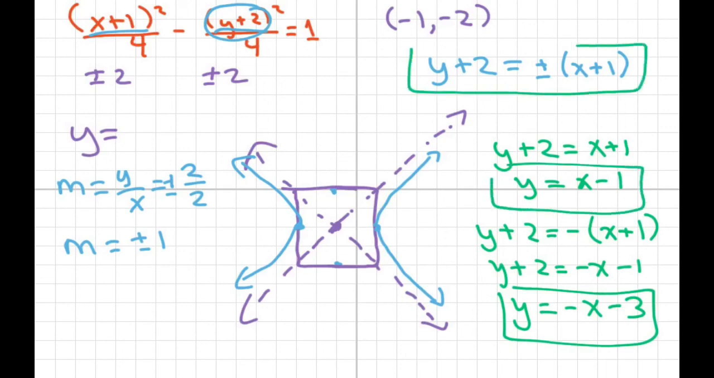So those would be your slope-intercept form. However, your point slope form works just as well. It's actually better because then you can see the center for the hyperbola.